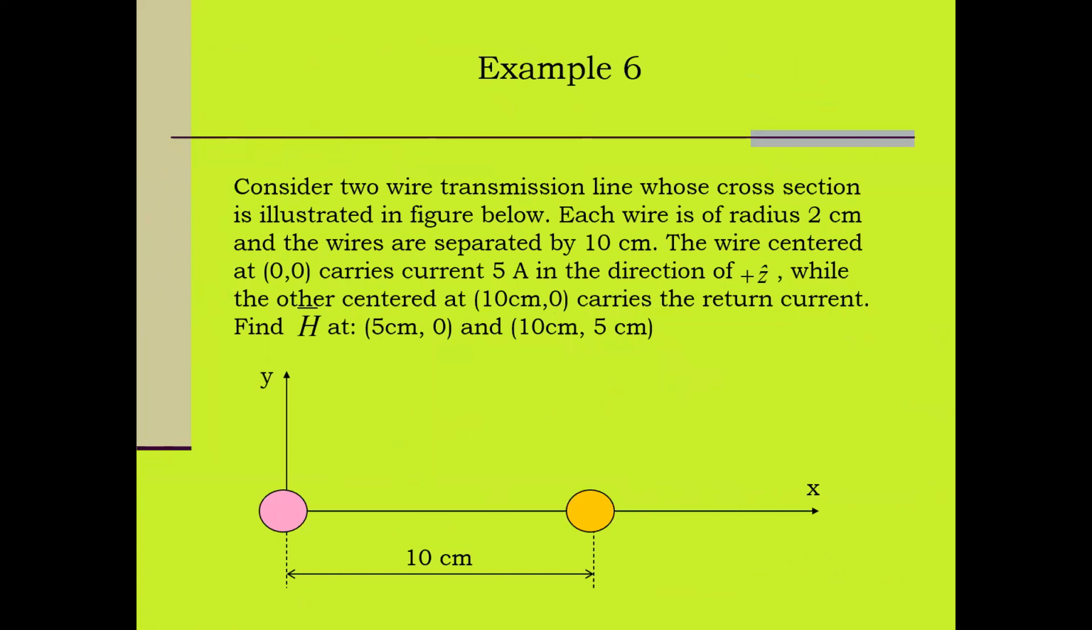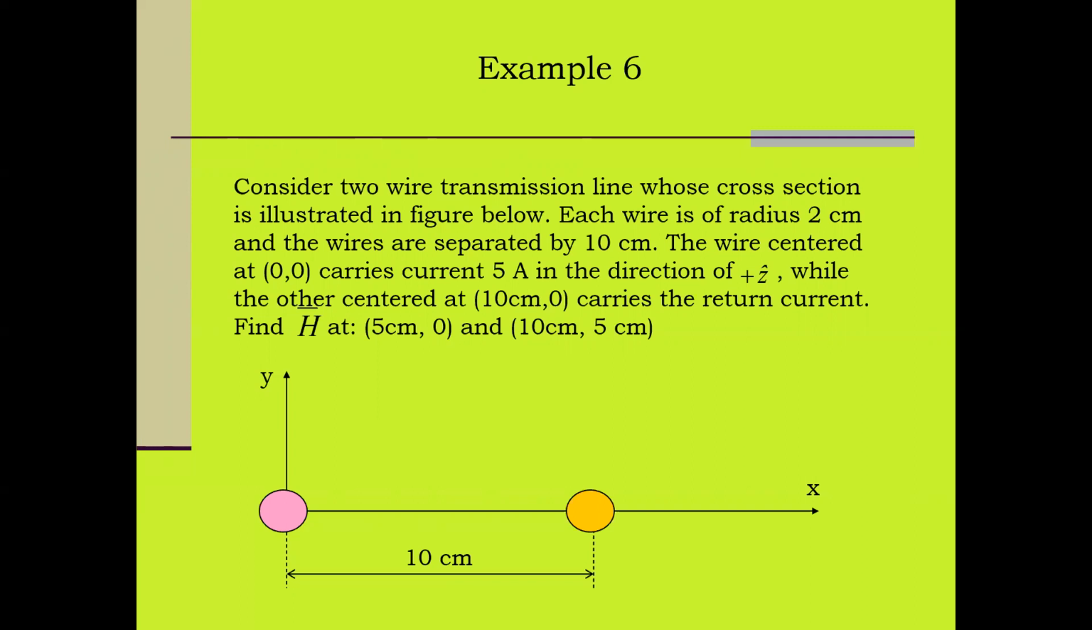Right, so let's have a look at example number 6. We are given this problem whereby there is a 2 wire transmission line. The cross section is illustrated in the figure below. Each wire is of radius 2 centimeter and the wires are separated by 10 centimeter. The wire centered at 0 carries a current of 5 ampere in the direction of positive Z, while the other one, which is centered at 10 centimeter 0, carries the return current. Find the H field intensity at 5 centimeter 0 and 10 centimeter 5 centimeter.